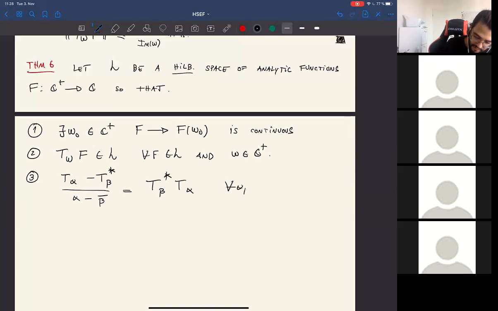For every alpha and beta in the upper half plane. Okay, then there exists some phi, again a phi which has a positive, no, negative real part in the upper half plane, so that L equals L phi isometrically.